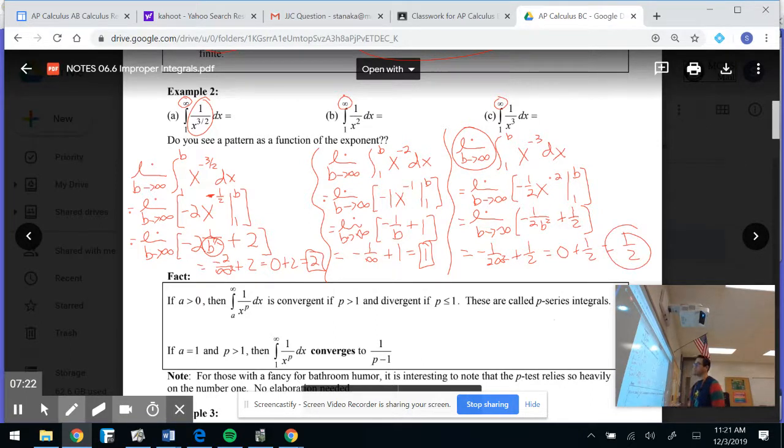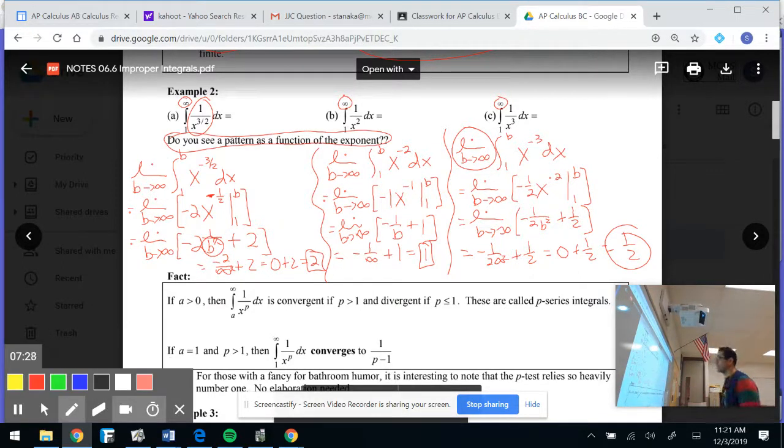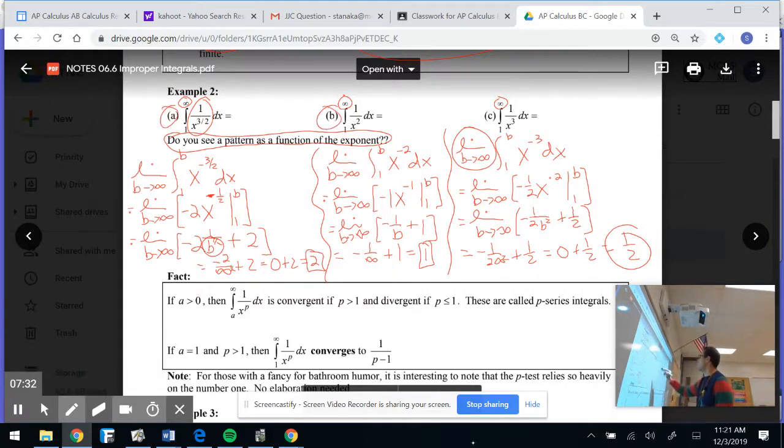Now the question is, hey, do you see a pattern in all of these problems in terms of their exponents? And so let's look at all of those. And if you were like, hey, Mr. Tanaka, hey, Homer Holmes, every single one of those, the exponent is bigger than 1.